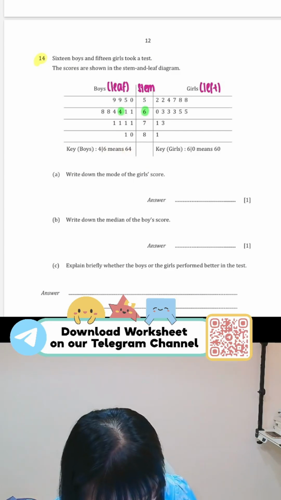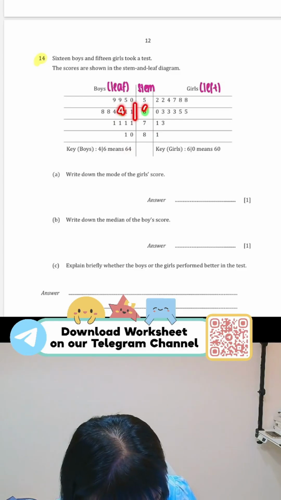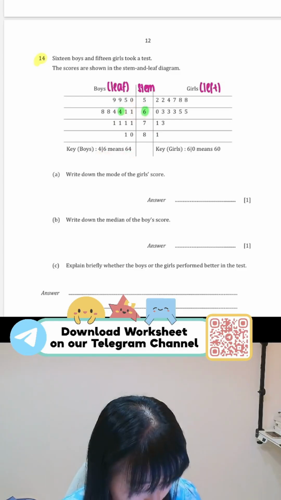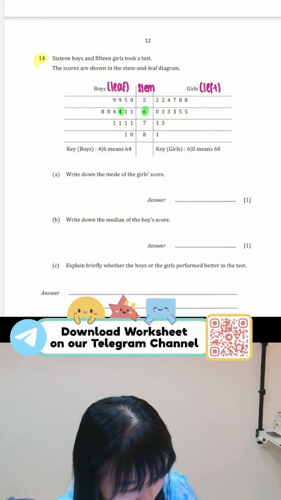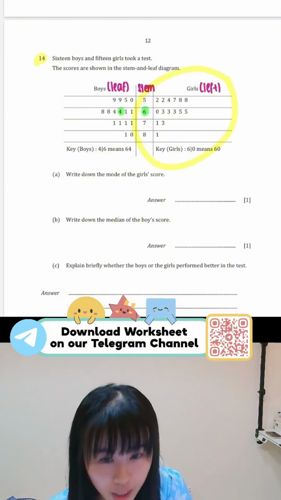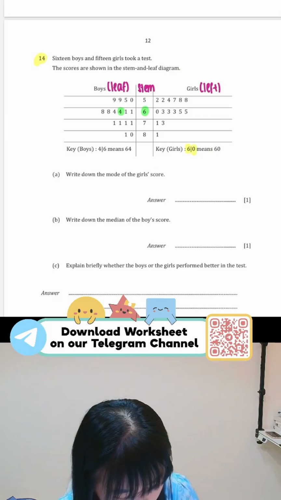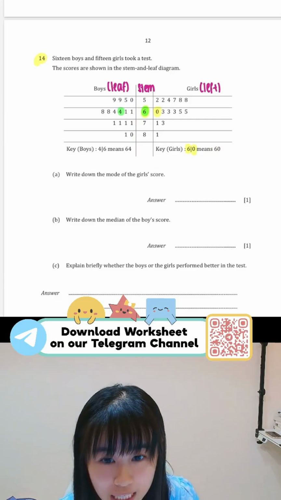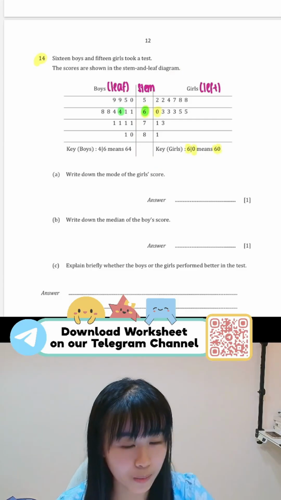So even though when we look visually, it's a 4, 6 like this, it actually means 64. That's the significance. For girls it's much easier because it's parked on the right side, so visually it's easier to see. 60 is like 60. You look like this, so it's a 60. As simple as that.